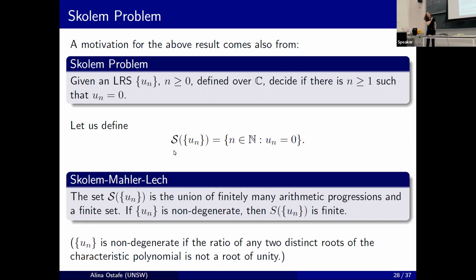And this holds if the sequence is non-degenerate. So what does this mean? It means that you have a linear recurrence, and to any linear recurrence you have a characteristic polynomial. You factorize that polynomial into a product of linear factors. And if the ratio of any two roots is not a root of unity, we say that the sequence is non-degenerate. In that case, the set of zeros is finite.